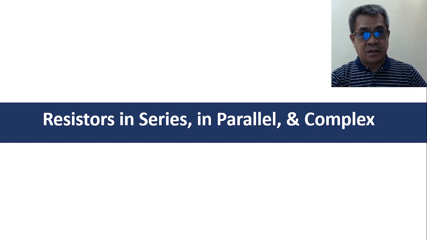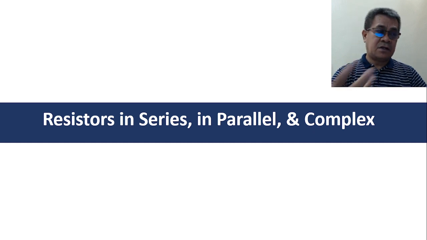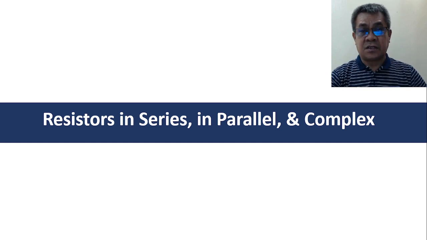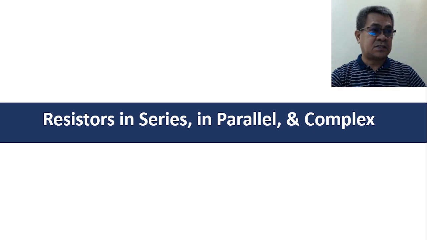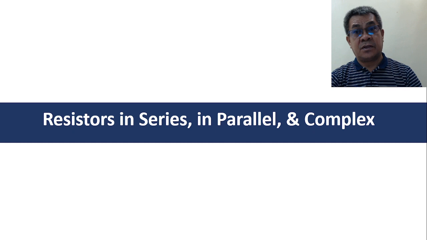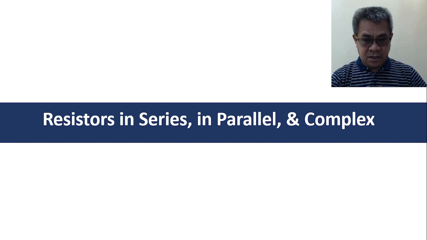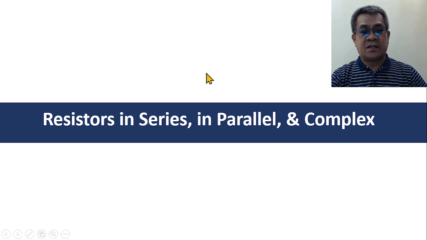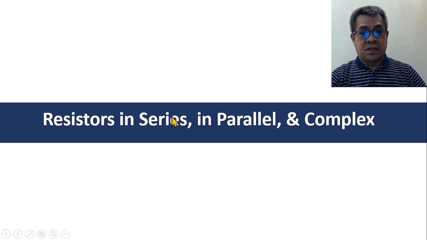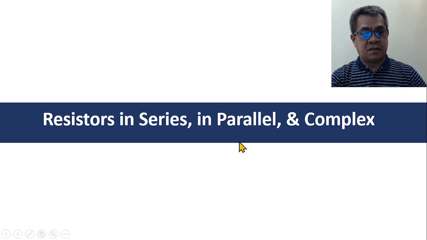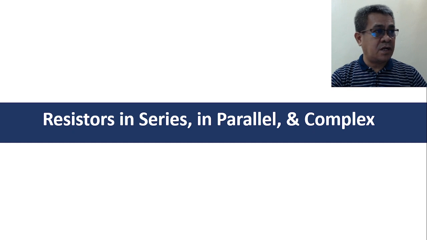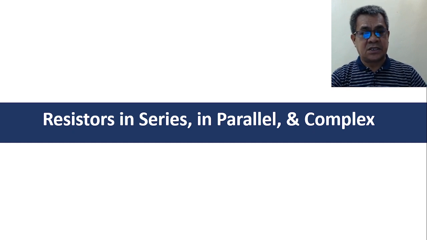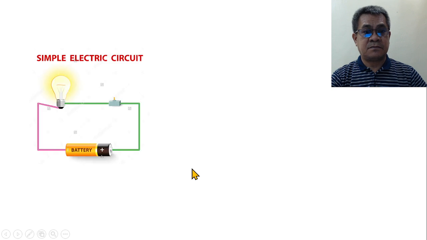Now, what will happen if another resistor is connected in the circuit but it is not in series, it is in parallel, or might be a combination of the two? Then in this video we will study resistors connected in series, connected in parallel, and connected in complex circuit. We will study how to provide the solutions of the circuit for series, parallel, and complex.